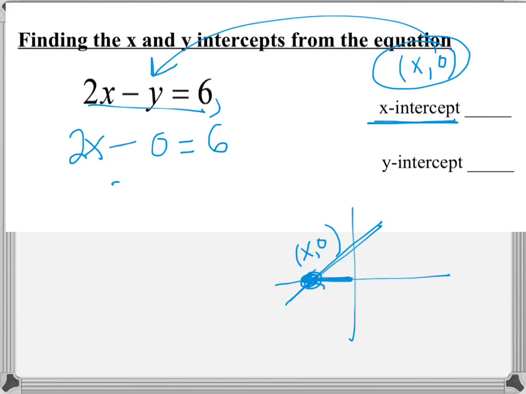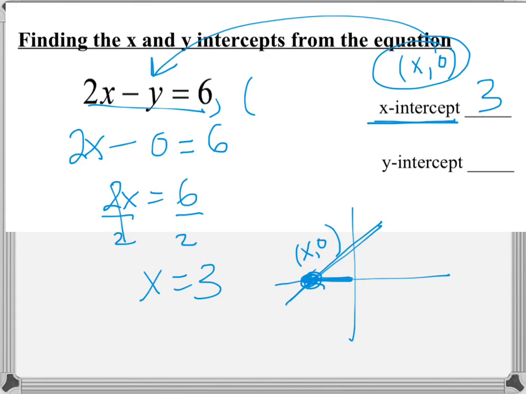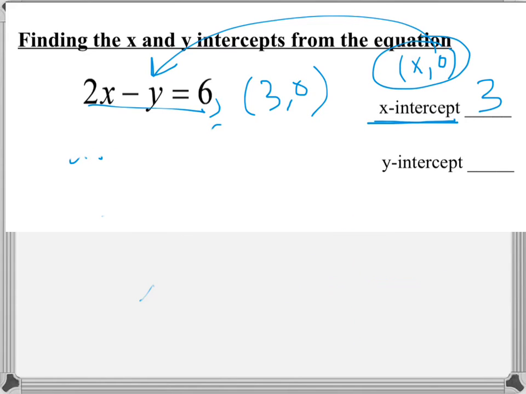2x minus 0 is just 2x. And divide by 2, x is equal to 3. Okay, so the x-intercept is 3, and I also know that the point (3, 0) lies along that line. Likewise, for the y-intercept, I'm wondering, okay, when x is 0, what is that y value? So instead of plugging 0 in for y, as I did to find the x-intercept, I'm going to plug 0 in for x.